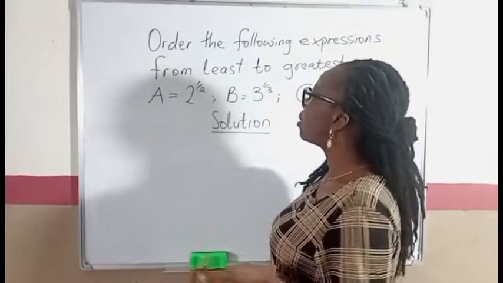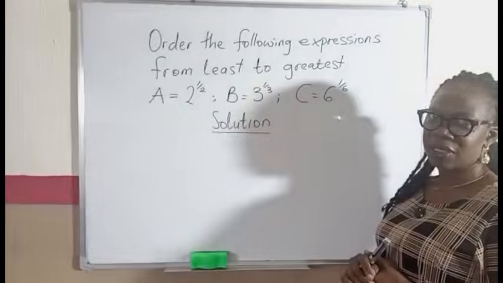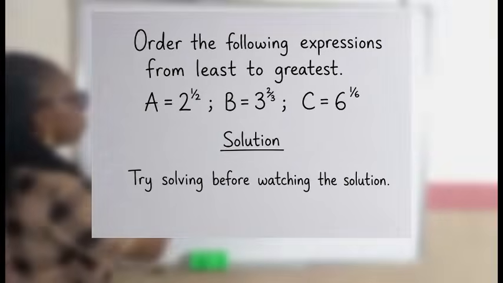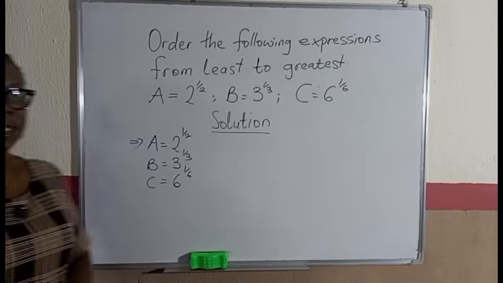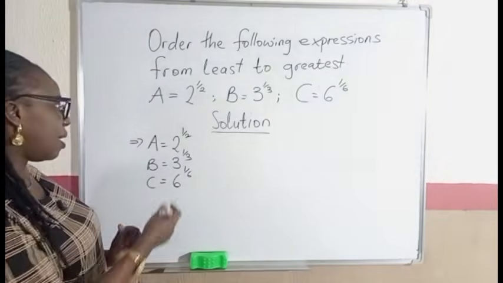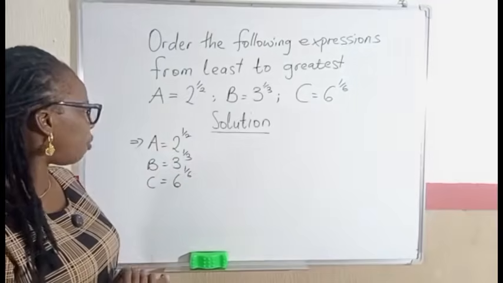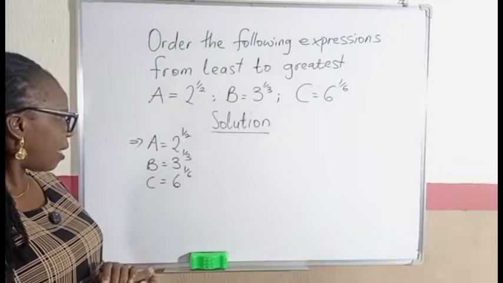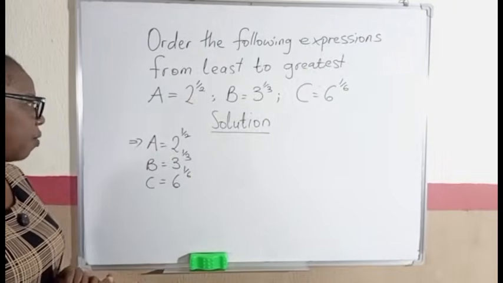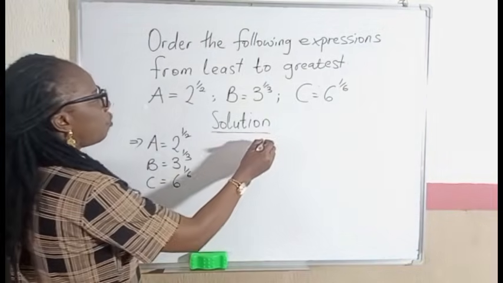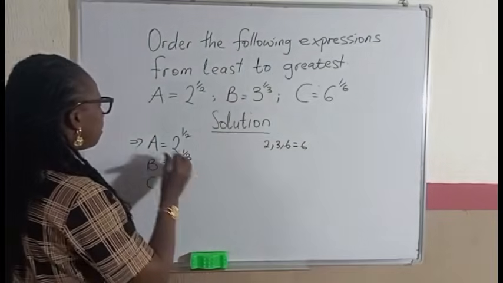Hello dear ones, order the following expression from least to the greatest. Since the base numbers are not the same and the indices are not the same, we have to find the LCM of the denominator so we can get the equivalent values of the indices. Right. The LCM of 2, 3, and 6 is equal to 6.